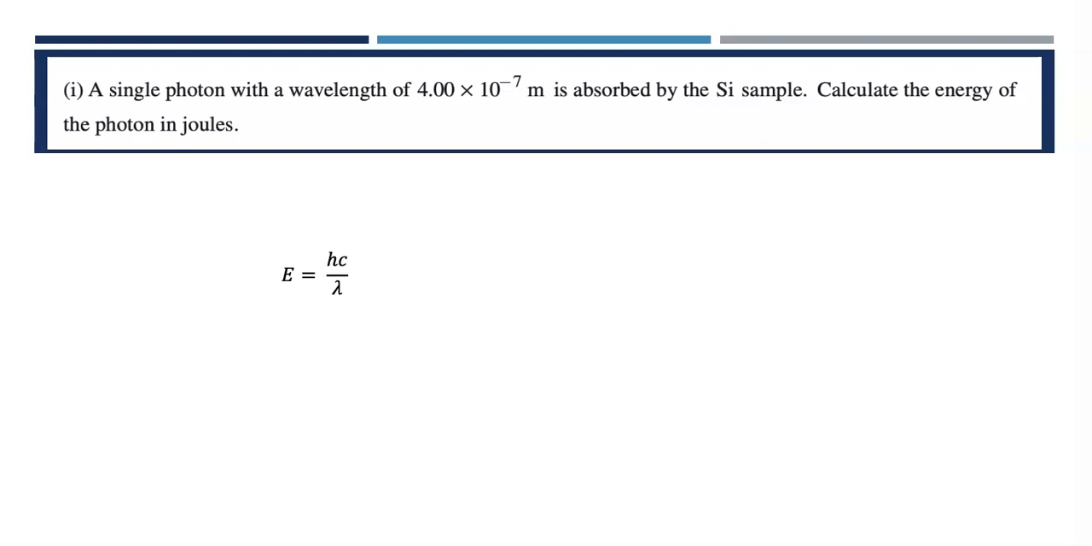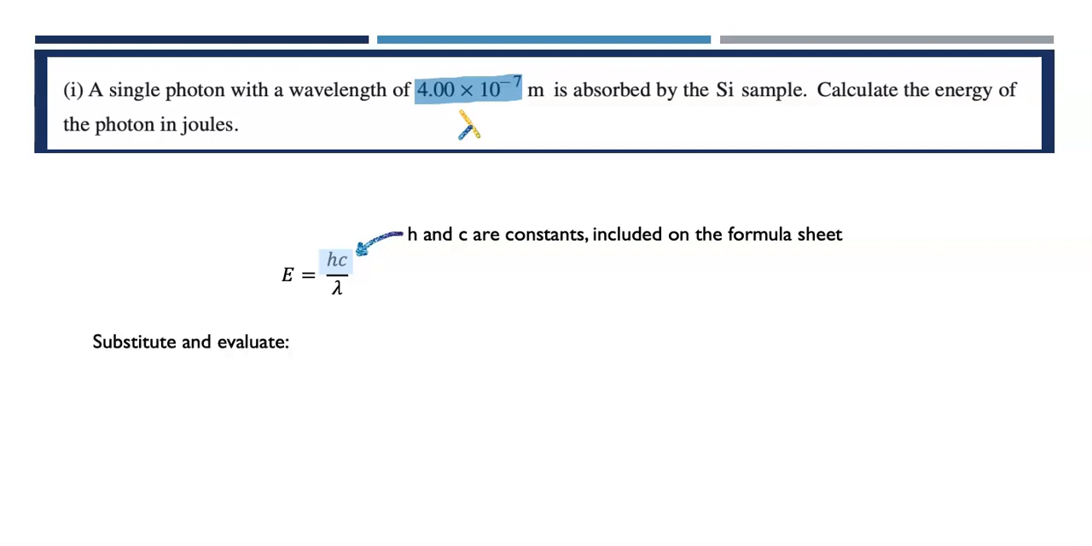I like to just use this form of the equation. H is Planck's constant, c is the speed of light. They're both constants and they're on your formula sheet. And I know the wavelength. Lambda was 4.00 times 10 to the minus 7th meters. Notice it's already in meters. So I don't even have to convert from one unit to another.